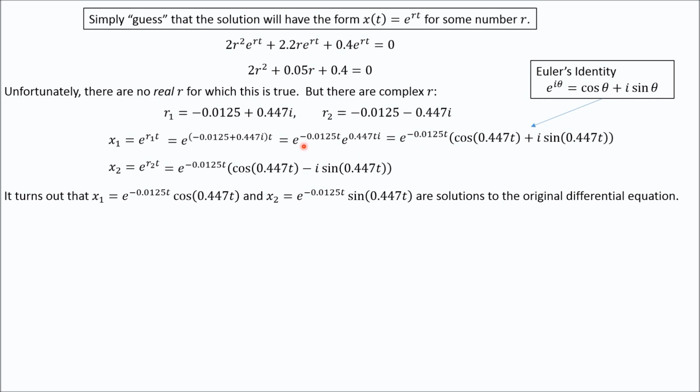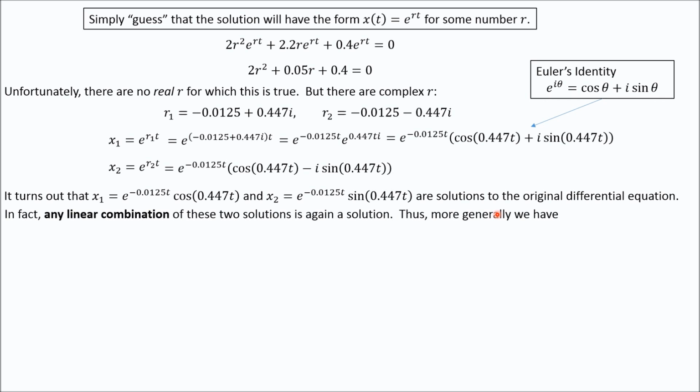We found a complex valued solution to the differential equation, and then it turned out that if we just took the real part, called it x1, and we just took the imaginary part and called it x2, then those are solutions to the differential equation. I'm not going to prove that, I don't think, but it is true.